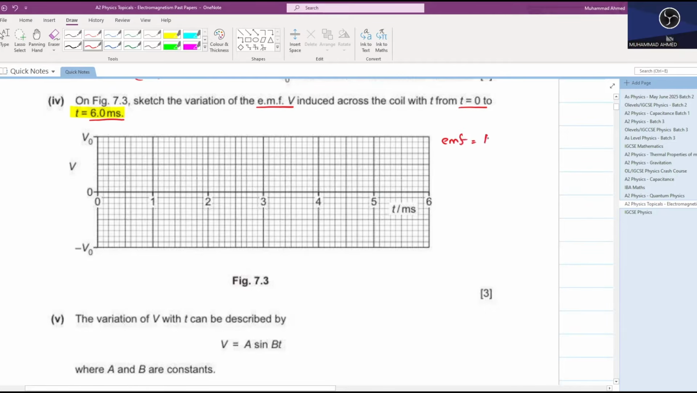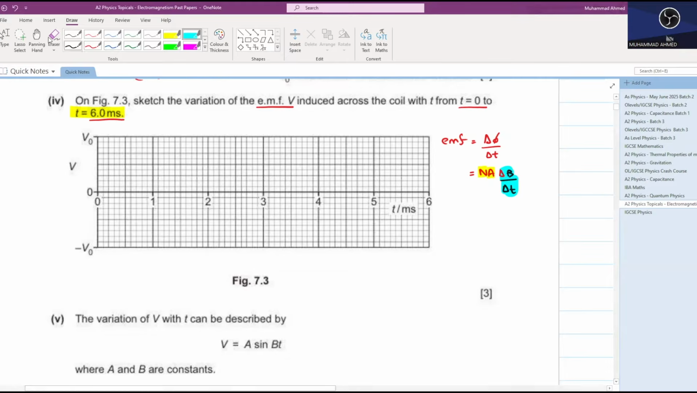Okay. So let's write the induced EMF formula. Induced EMF is equal to change in phi over change in time. I can break this formula like this: N A into change in B over change in t. Okay. And I also know that n, the number of turns, and A, the area, are going to remain constant throughout. The only thing that changes is change in B over change in t.